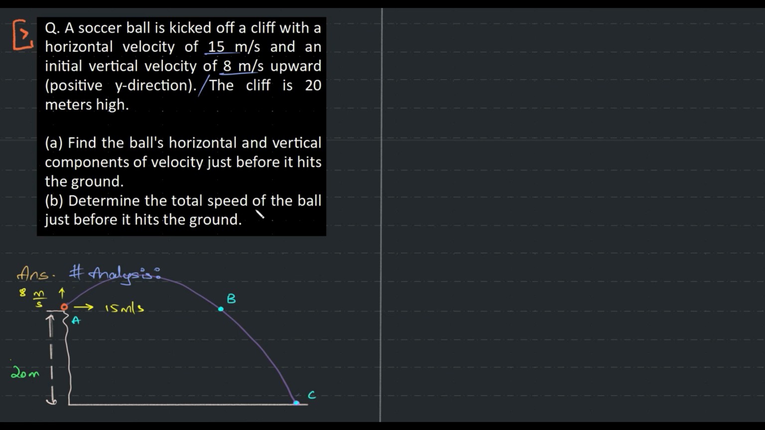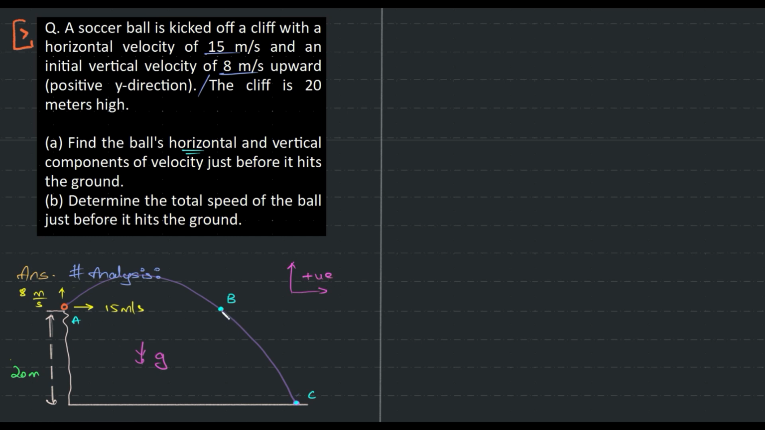Find the ball's horizontal and vertical components of velocity just before it hits the ground. Determine the total speed of the ball just before it hits the ground. Okay, well and good. If you find this by default, you will find this. Sorry, the horizontal component will remain the same. We just have to figure out the vertical component. Obviously, we have to consider up and right as positive, thus making this minus 10.